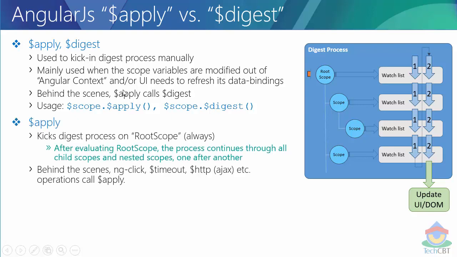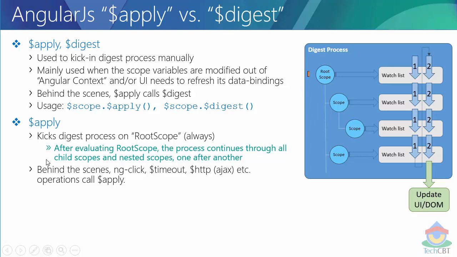Okay, so now let us think about $apply completely. I'm not referring to $digest anymore, but this is simply about $apply. First of all, the digest process will be invoked always on root scope. Whenever it is going to kick in, it always starts at root scope the moment you use $apply. It doesn't mean it is going to end at root scope, but it starts with root scope, completes its watch list parsing, and from there it goes to the child level scopes, completes each of those, and further it goes to the nested scopes and completes each of those. So the digest process will be always invoked right from the root scope, whenever you use $apply.